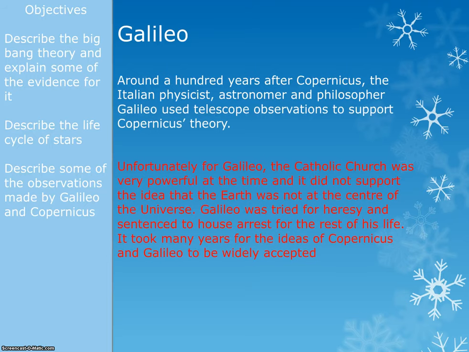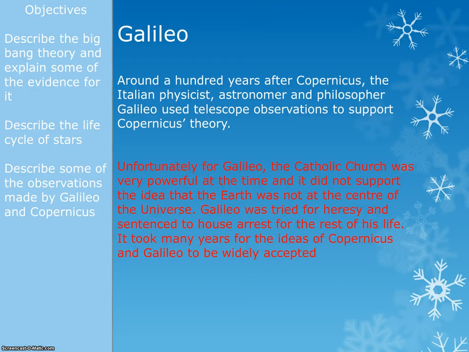And after Copernicus, about 100 years later, we got Galileo. And Galileo was an Italian, and he used his telescope. So he was one of the first people to use telescopes to observe the movement of stars and planets in our sky. And his observations supported Copernicus's theory. And that's what you need to know for foundation.